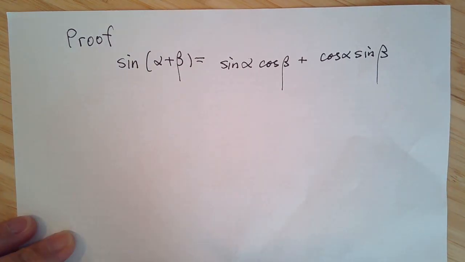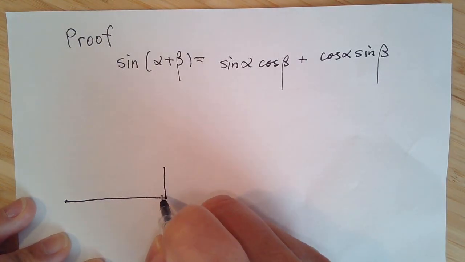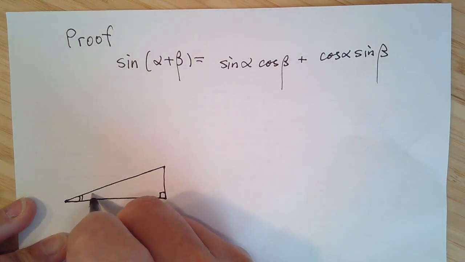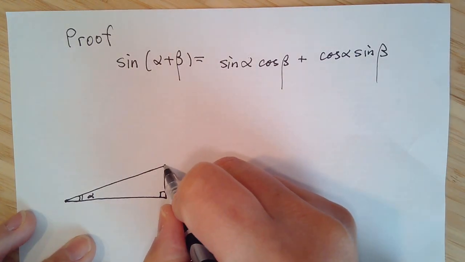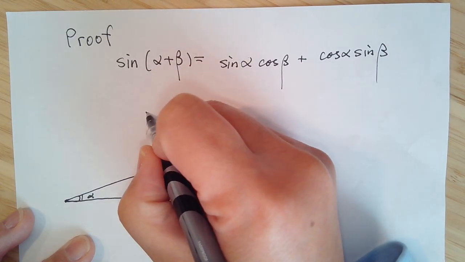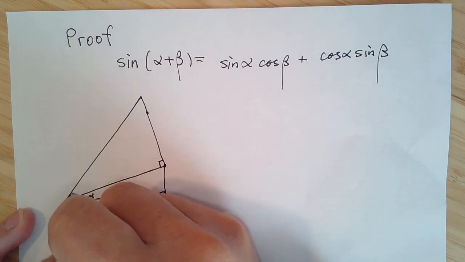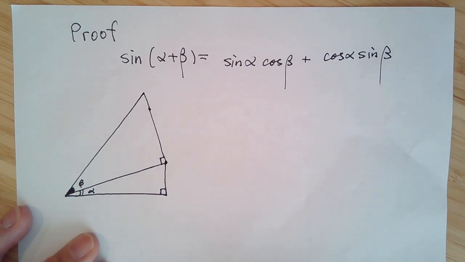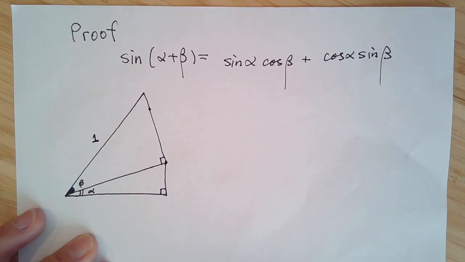All right, so let's see. Here is 90 degrees, and this angle is alpha. Then starting from here, we do another 90 degrees, which is here, a little bit higher, and this angle is beta. Now we call this 1. We label that as 1.